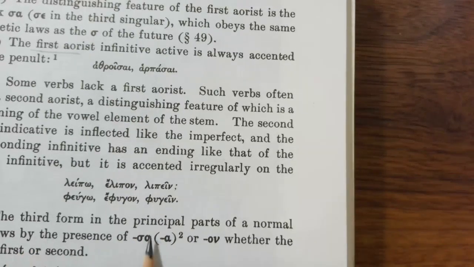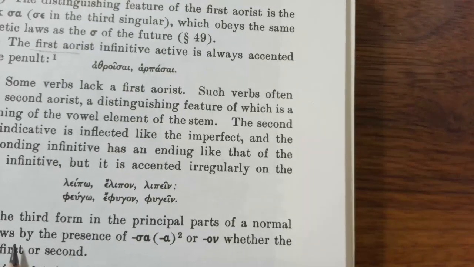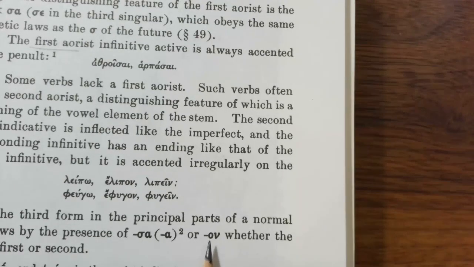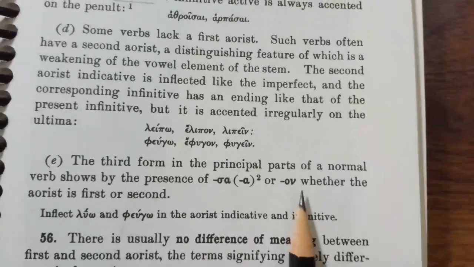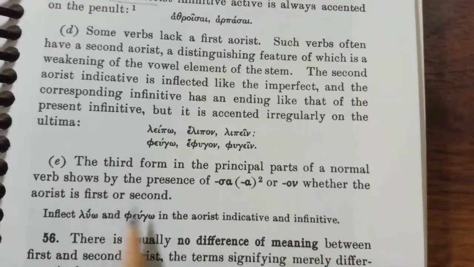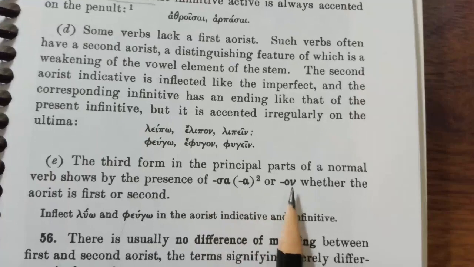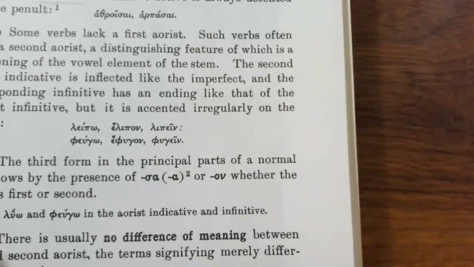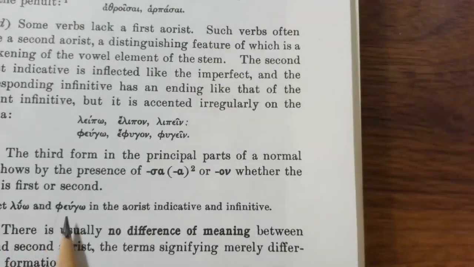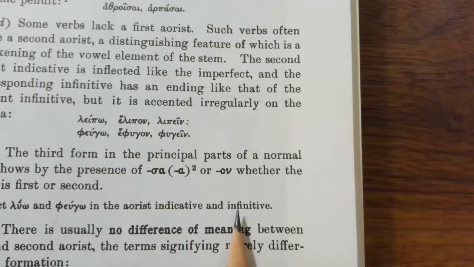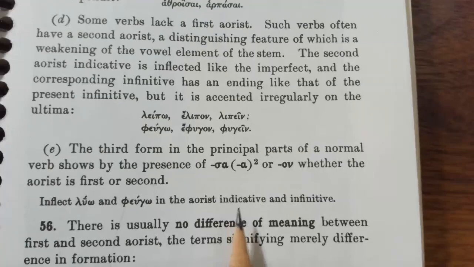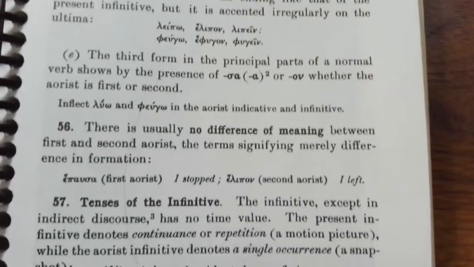Letter E. The third form in the principal parts of a normal verb shows by the presence of sa or on, okay? One or the other. You're not going to have both. Whether the aorist is first or second. Okay? First, second, or root aorist. All right? Okay, so they want you to inflect luo, feugo, in the aorist indicative and infinitive. Go ahead and do that on your own. That's good practice. All right, and let's see here.